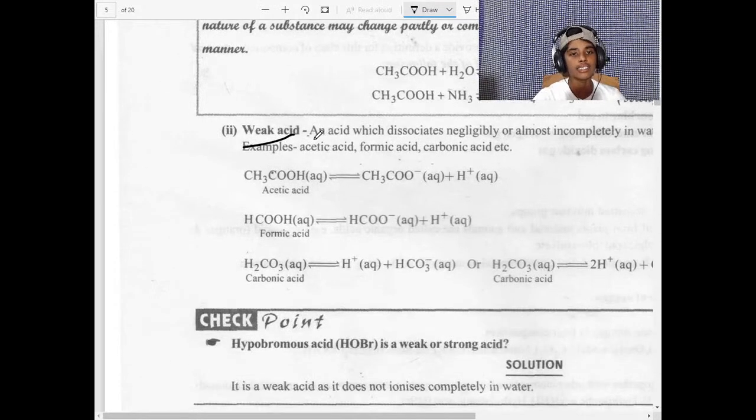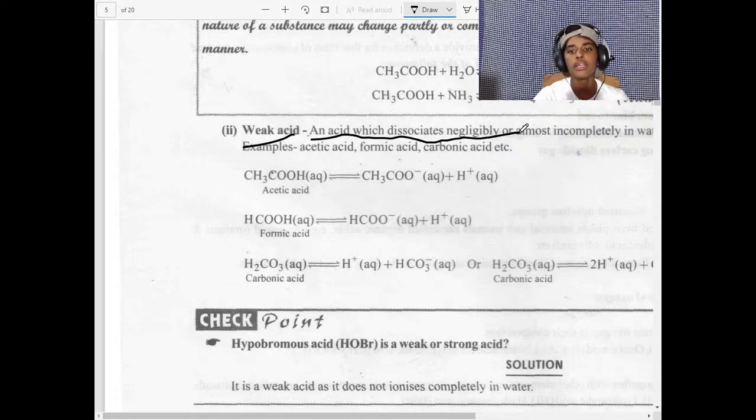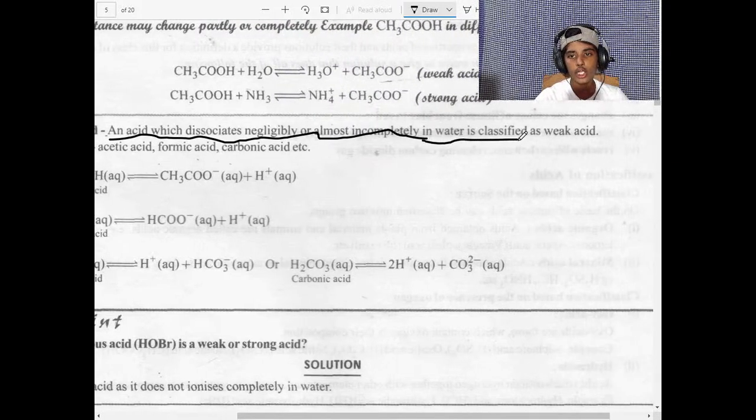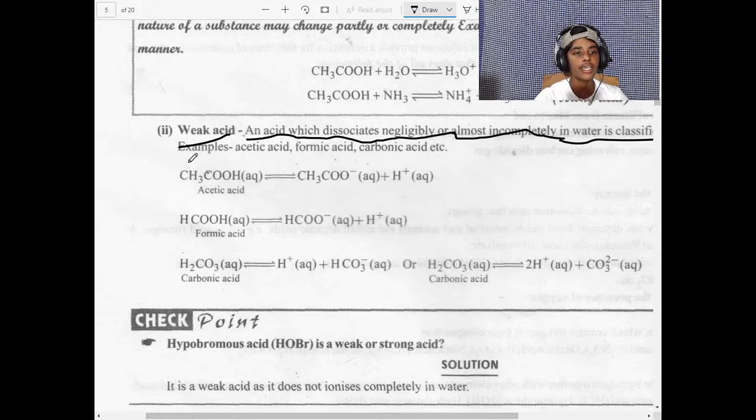And next, weak acid. An acid which dissociates negligibly or mostly incompletely in water is classified as a weak acid. Examples: acetic acid, formic acid, carbonic acid.